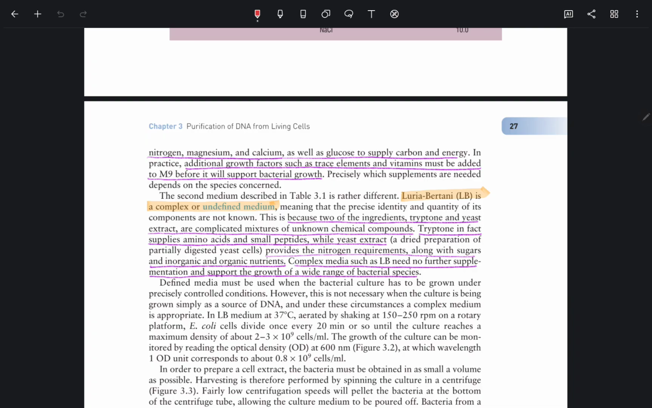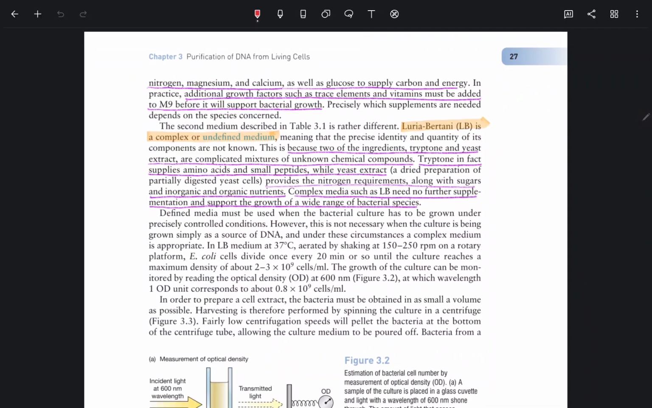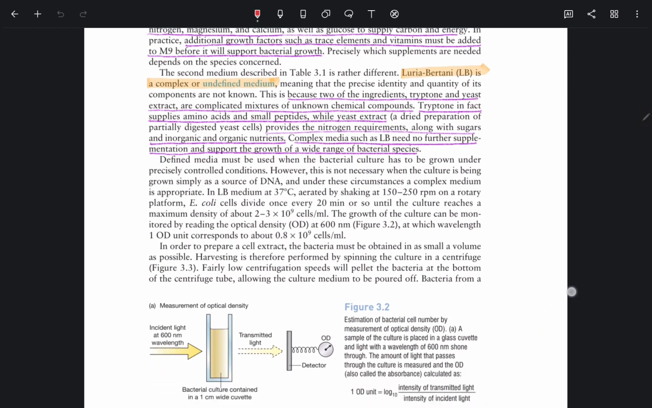Luria broth (LB) is a complex or undefined medium because two of the ingredients, tryptone and yeast extract, are complicated mixtures of unknown chemical compounds. Tryptone in fact supplies amino acids and small peptides, while yeast extract provides the nitrogen requirements along with sugars and inorganic and organic nutrients. Complex media such as LB need no further supplementation and support the growth of a wide range of bacterial species.